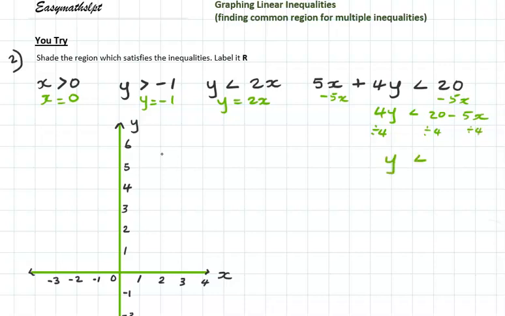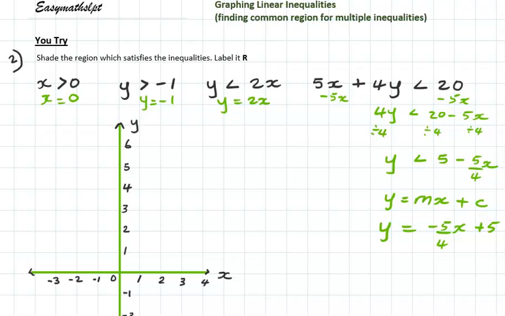So y is less than 20 divided by 4, which is 5, minus 5 over 4 times x. Now with this one, it's better to write it in the form y equals mx plus c, the equation of a line, and this will be especially useful. So let's write the equation that we will be drawing the graph for. This is going to be y is equal to negative 5 over 4 times x plus 5.